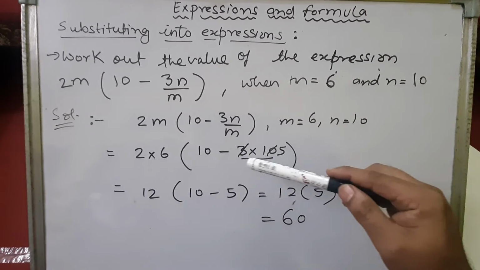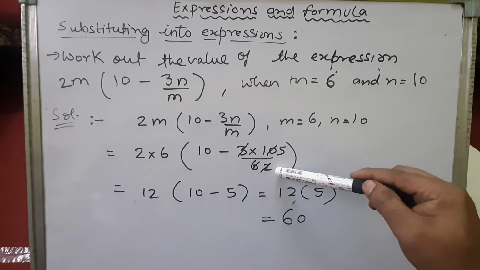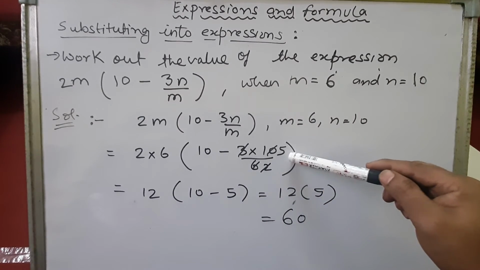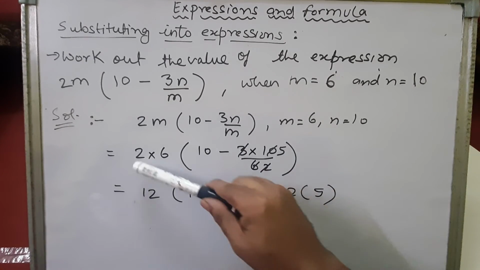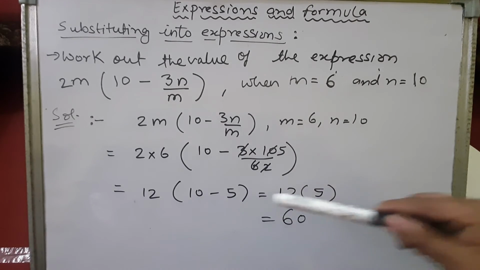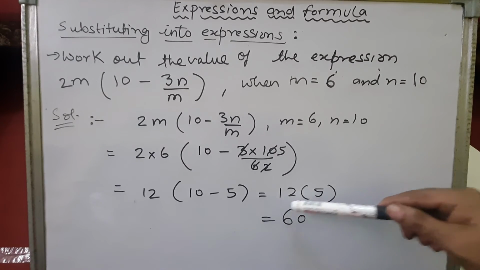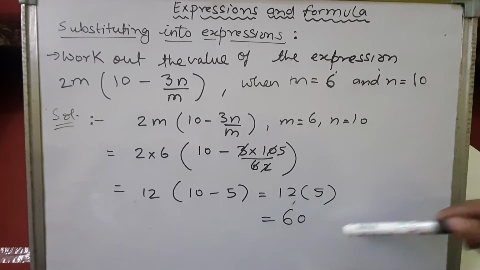Now this term can be solved first. So let's solve the term inside the bracket. 3 twos are 6 and 2 fives are 10. So what will come inside the bracket now? 2 sixes are 12, bracket open 10 minus 5. And 10 minus 5 is what? 5. And when we do the multiplication, 12 into 5, the answer will be 60. So the value of the expression when m equals 6 and n equals 10 will be 60. Alright, children, please note down the solution.